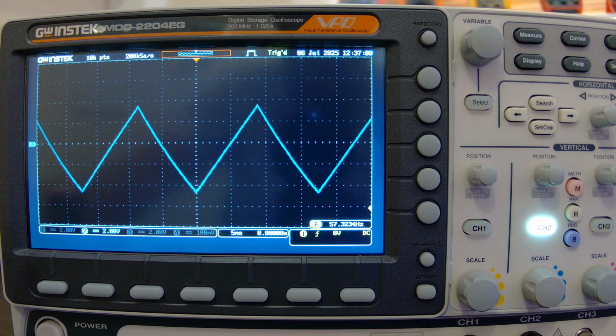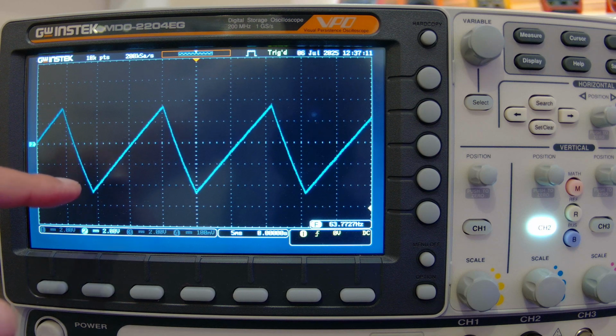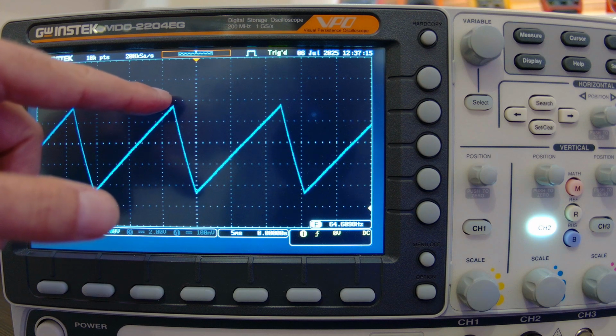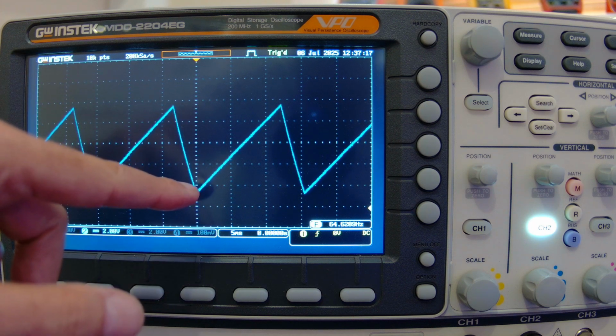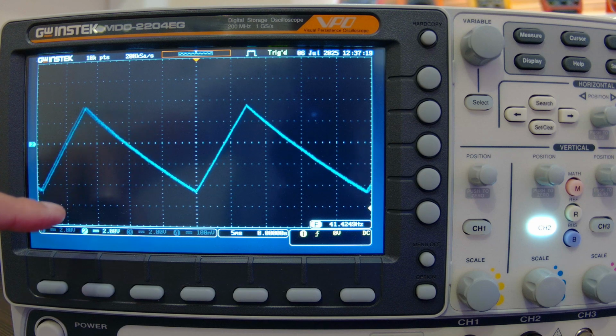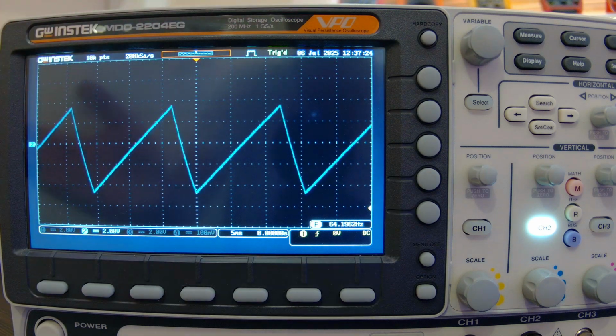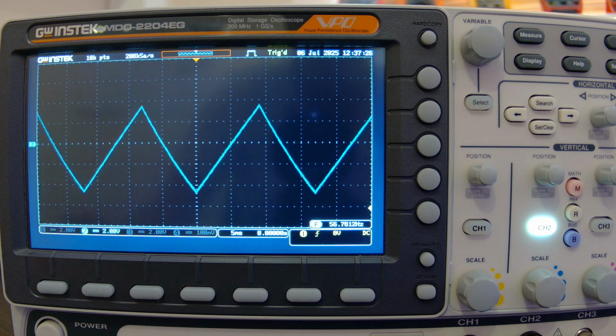And this adjustment, well, this is one we're really interested in. This is the duty cycle adjustment. And you can see when I turn it, the rise time increases in proportion to the fall time decreasing, and vice versa when I turn it the other way. You can see the triangle wave tilting this way and tilting that way. So now we'll get it back in the middle again.